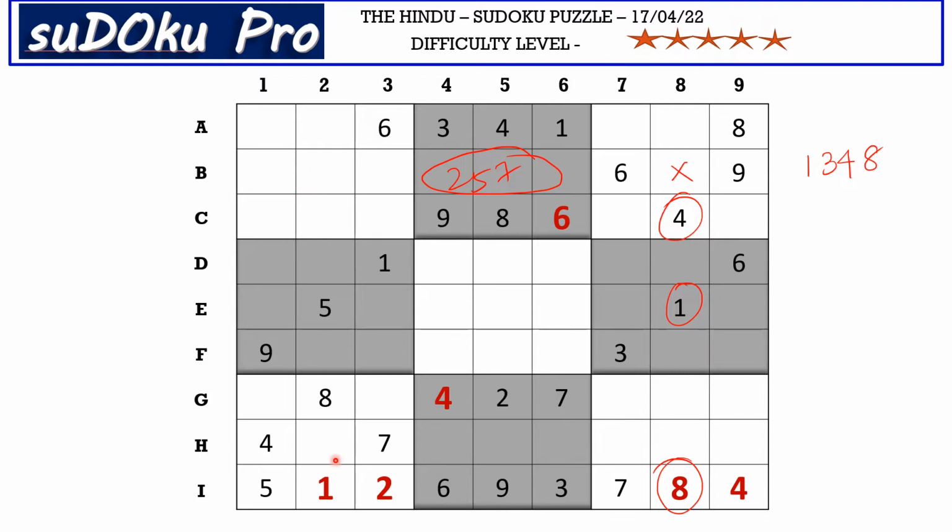And we have here 1 and 8 blocking here, so B2 takes 4. There is a 1 blocking here, so B3 takes 8 and B1 takes 1. Now in B row, the only missing number is 3 and 3 goes here in B8.